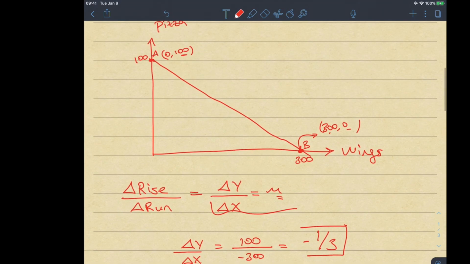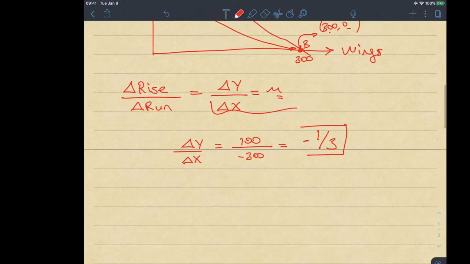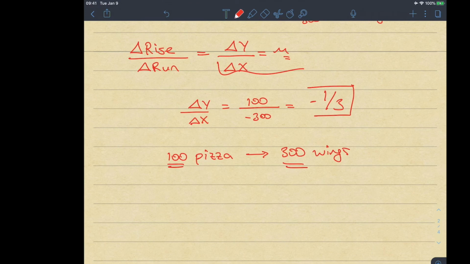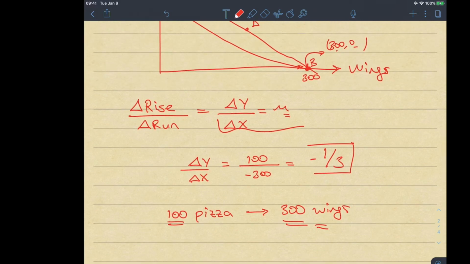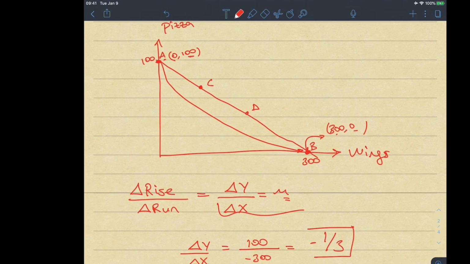And here, let's imagine we want to move from point A to point D directly. So basically, this country can either produce 100 pizza or 300 wings. To produce 300 wings, this country is giving up 100 pizza. So basically, since we are producing more wings, we can calculate the opportunity cost of producing wings. Why are we talking about the opportunity cost of wings? Because we are moving from point A to B. We are producing more wings and less pizza.